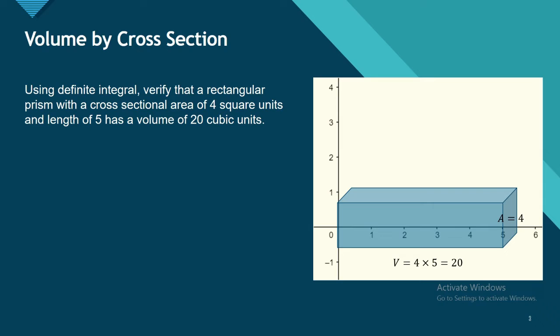Now let us verify that using definite integral. So the volume of this solid is equal to the integral of the area. In this case, it's constant. It's 4 dx from 0 to 5. And it is equal to 4 times 5 is 20 minus 0. It's 20 cubic units.